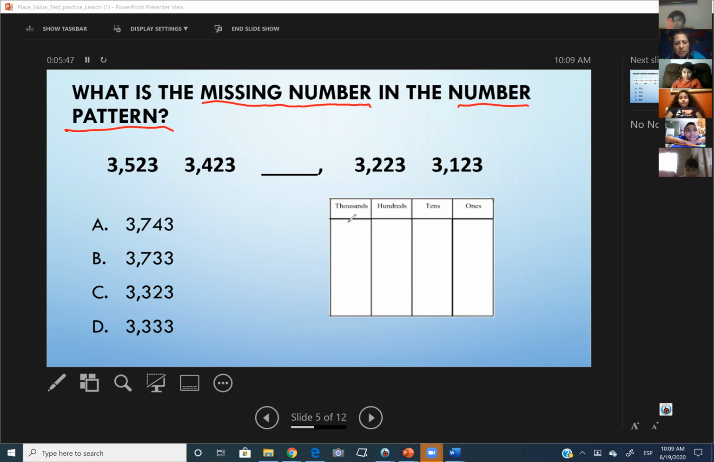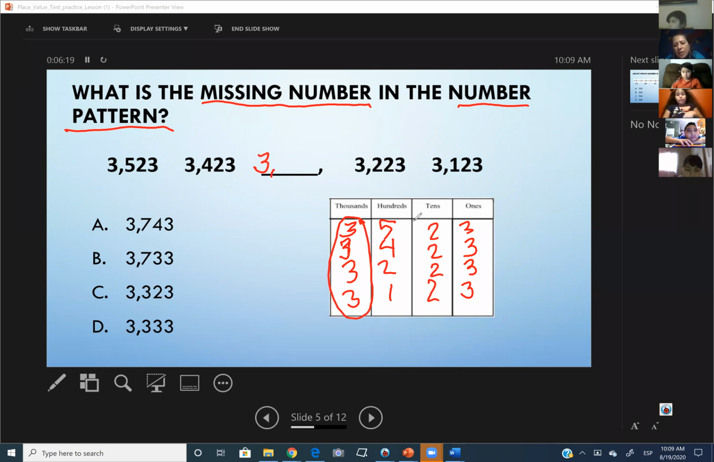So the first number is going to be 3,523. The second number is going to be 3,423. The next number is 3,223. And the last number is going to be 3,123. Now, I'm going to start looking for patterns. The first pattern I notice is that the thousands are repeating all the time. So that means my missing number has to have 3,000s because all of them are repeating.